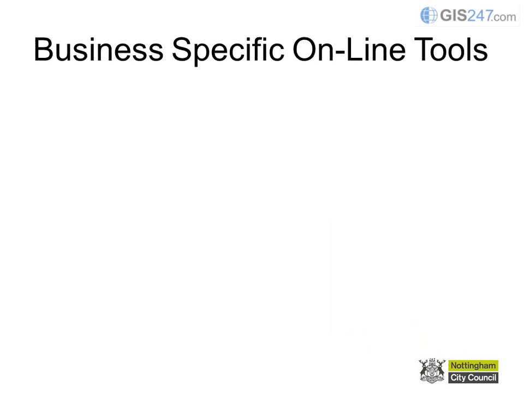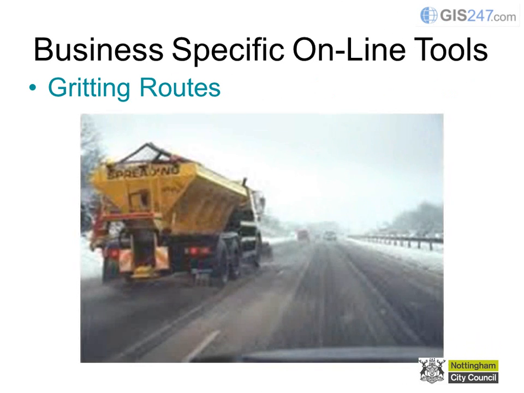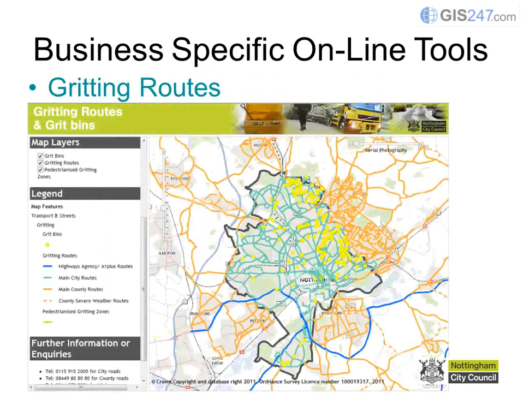Another specific business online mapping tool is for gritting routes. With the harsh winter in 2010, a need to identify the location of all the gritting routes both within the city and the county was identified. Again, the application is available via the main Nottingham City Council website, My Services, Transport, Roads and Pavements, under Winter Road Maintenance. This gritting routes application is a useful tool for members of the public who may, for example, want to locate a grit bin. It is also useful for internal members of staff wanting to determine whether to close a school during the harsh, icy winter.